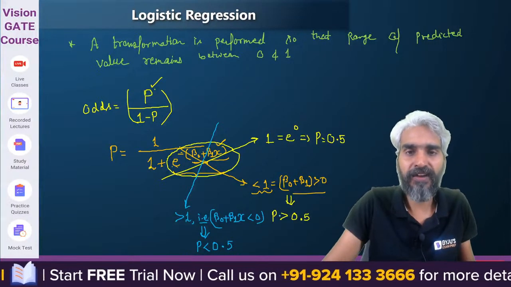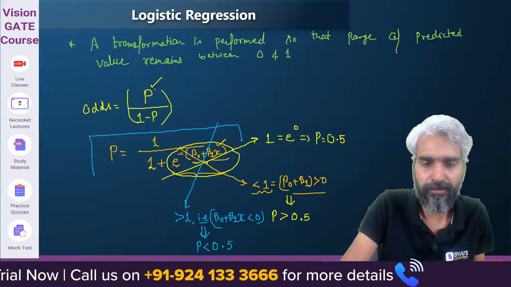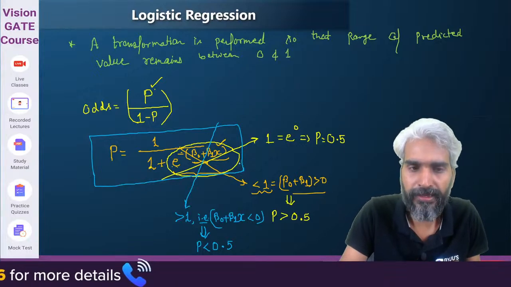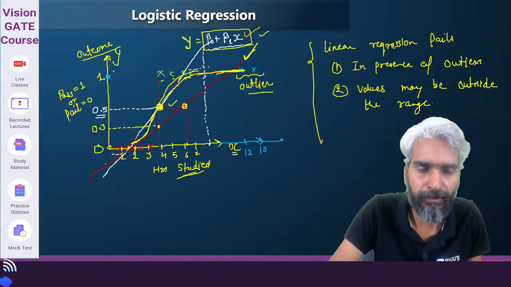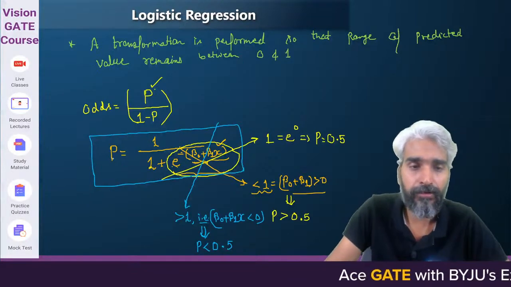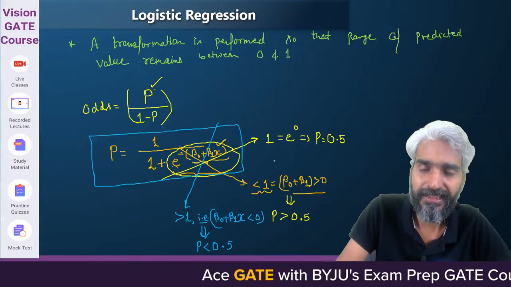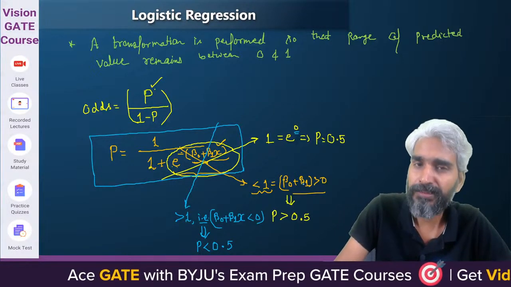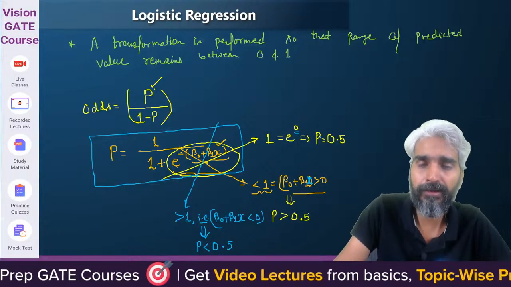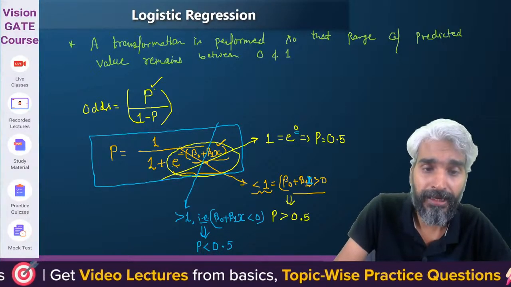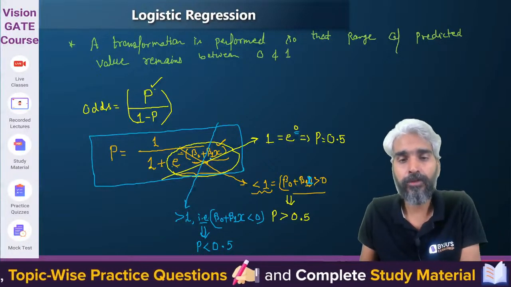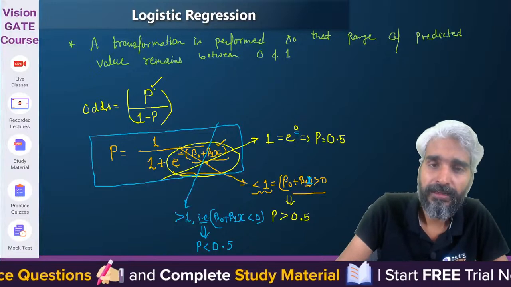These three things are clear, that if I define the probability of an event, like the probability of a student getting passed, in this particular manner, then when the value of beta 0 plus beta 1 x is greater than or equal to 0, the probability will be greater than 0.5. If the value of beta 0 plus beta 1 x is less than 0, then the probability will be less than 0.5. Clear?